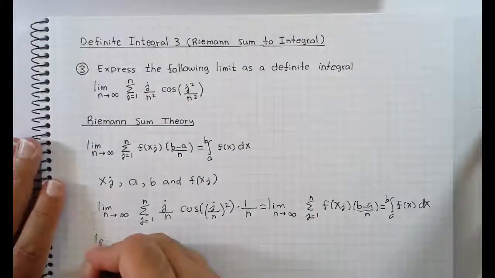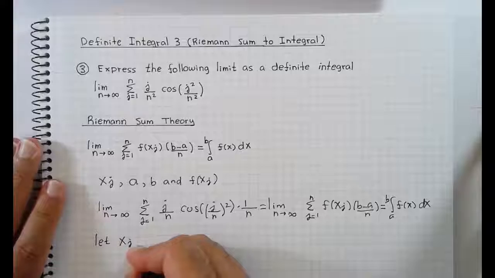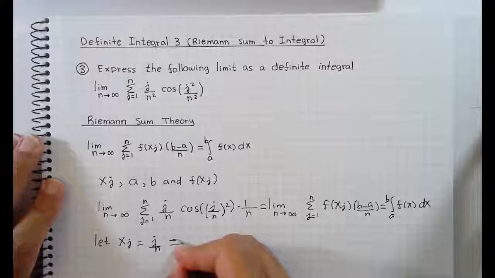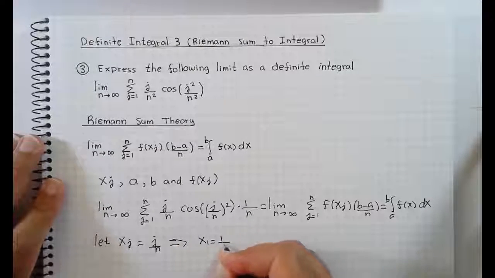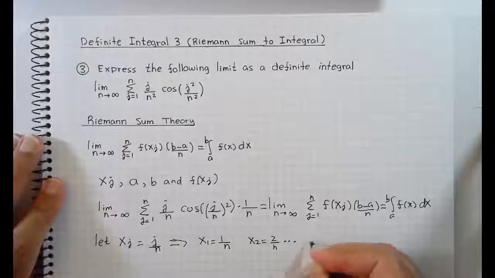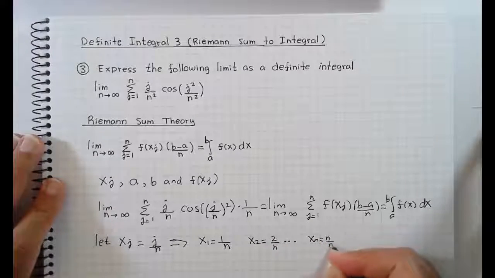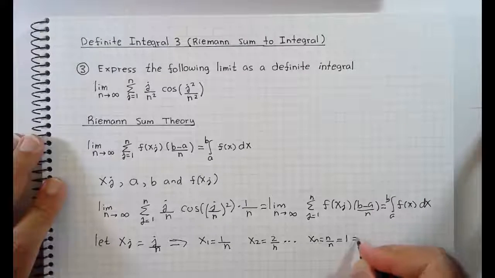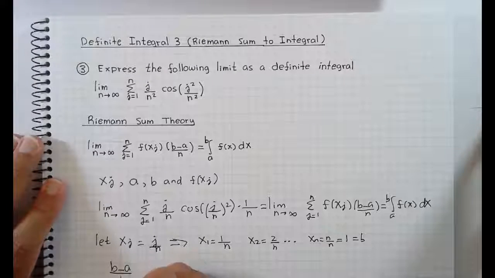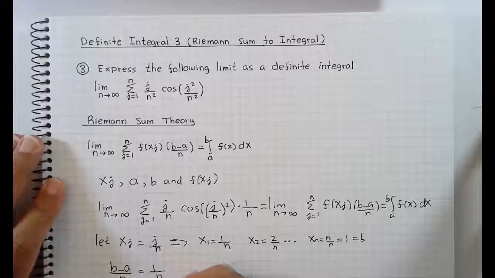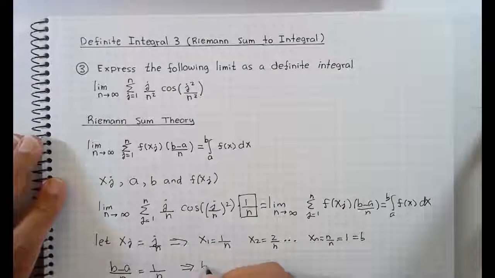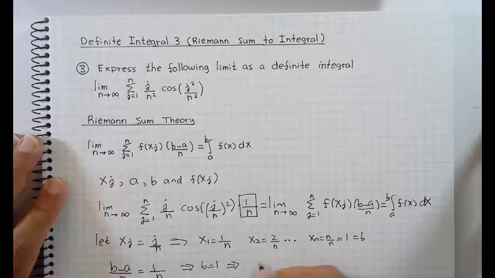So we're going to start by letting xj be equal to j over n. That means that x1 is 1 over n, x2 is 2 over n, and xn is n over n, which is 1, and that's b. Now we know that (b minus a) over n is going to give us 1 over n. That's from here, this 1 over n. And we already know that b is equal to 1. That implies that a has to be 0.